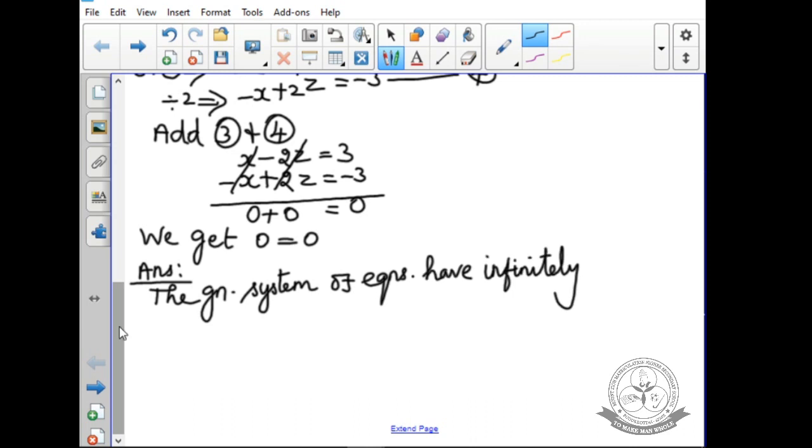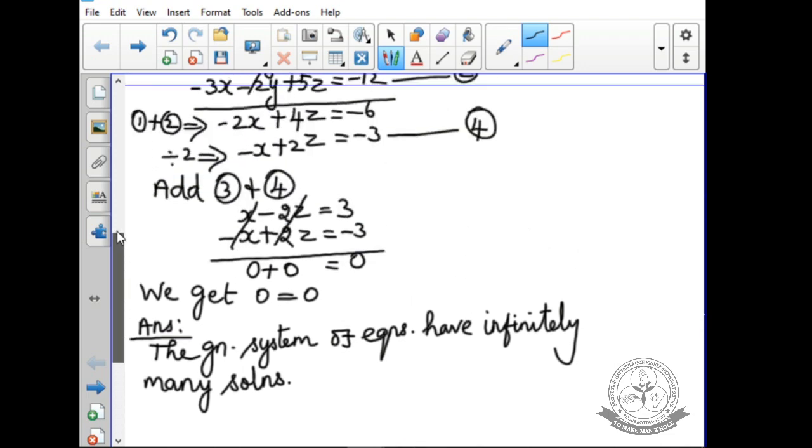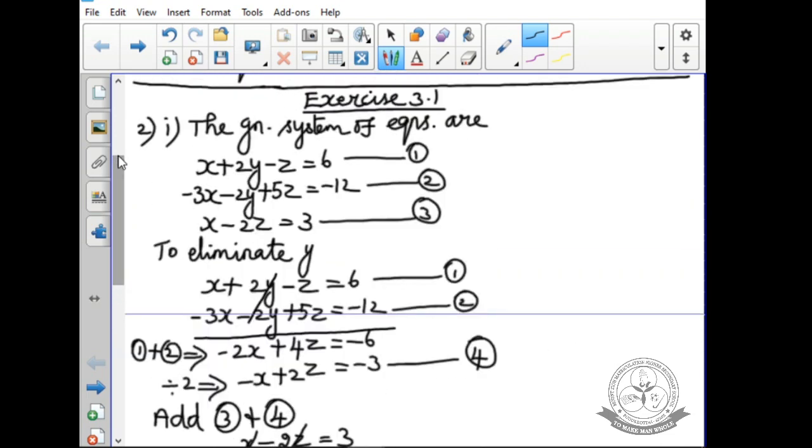Have infinitely many solutions. So this is the second one. So first, in the question they are asking to find the nature of the solutions of the equations. So we are getting either it is infinite solutions, or no solution, or a unique solution.